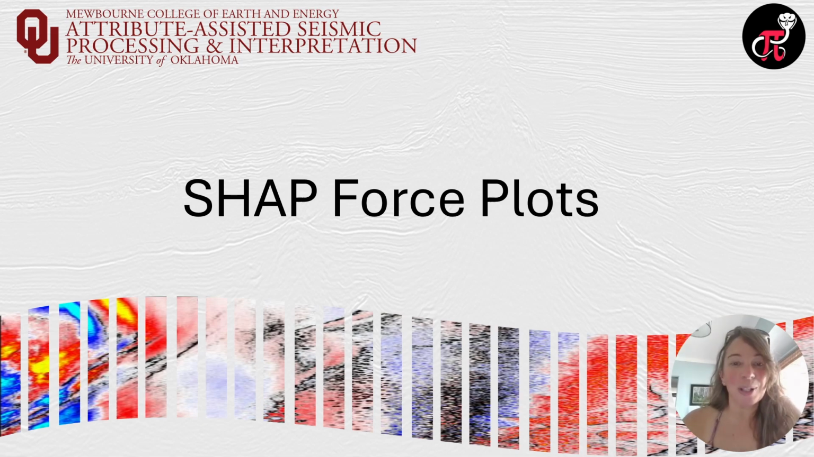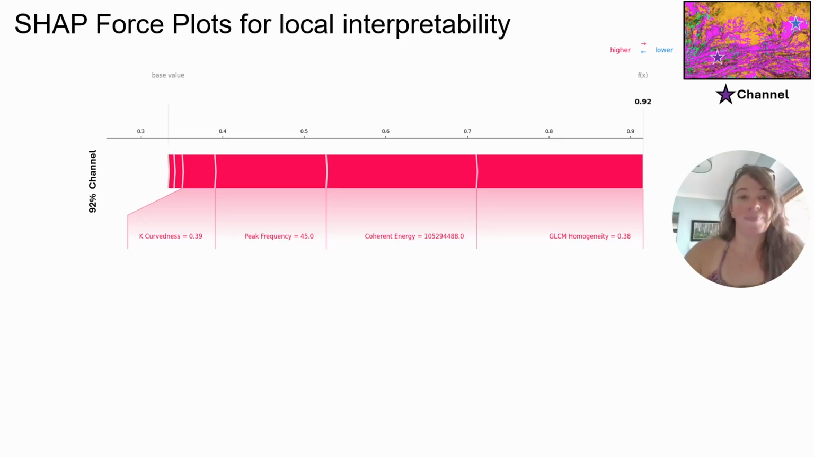Okay, so the first thing I'm going to talk about here are SHAP force plots, and these are the type of plots that we're going to interpret when we're using SHAP to understand our machine learning classification at the voxel level, so at a local level. Okay, so here's what a force plot looks like.